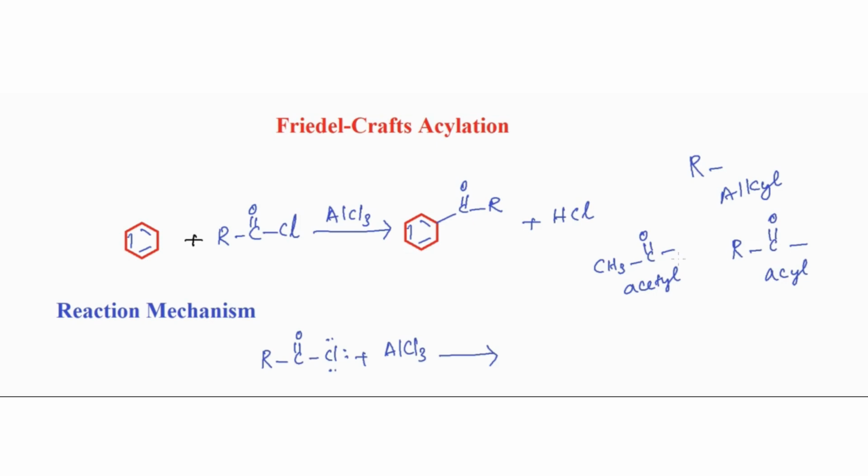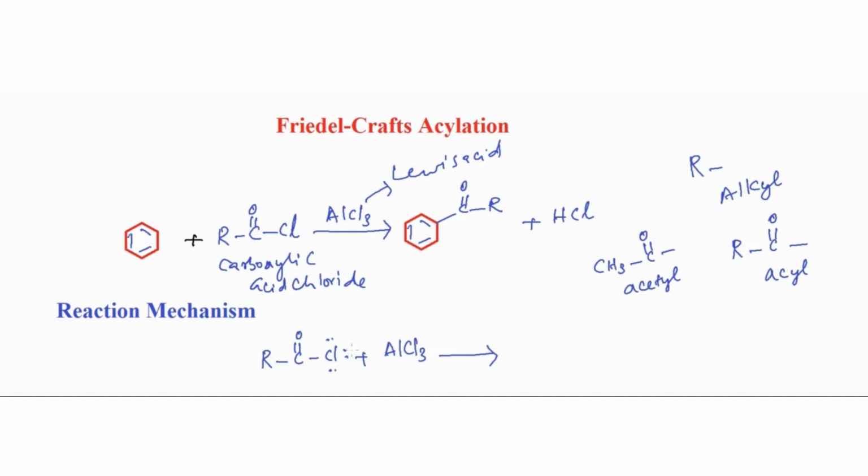So benzene reacts with acyl chloride. So this is RCOCl, carboxylic acid chloride, or you can call it acyl chloride also, in the presence of AlCl3. As you know, this will act as a Lewis acid. So finally we will get the acyl group substituted on the benzene. Okay, now we discuss the reaction mechanism, how this is going to form.